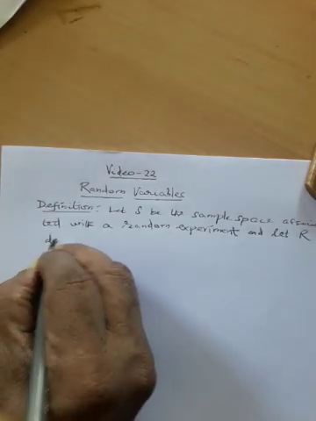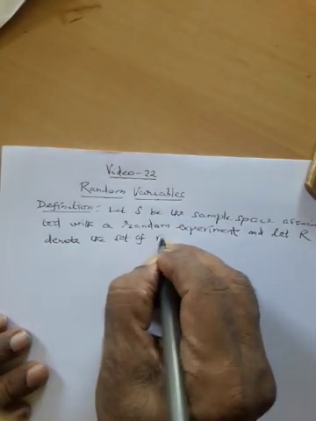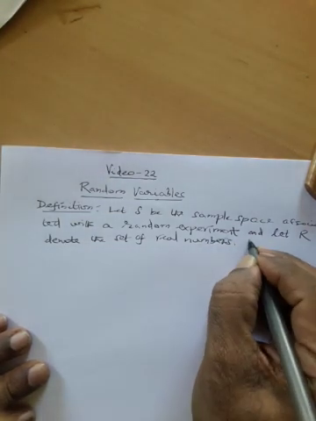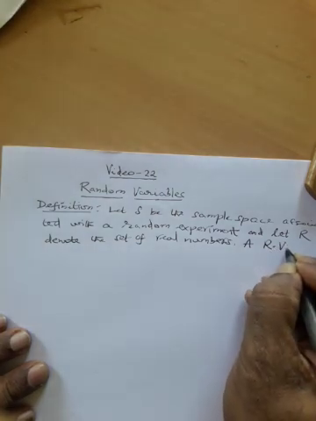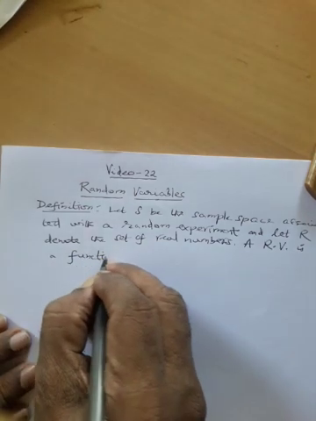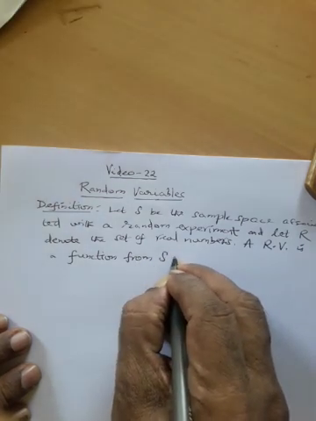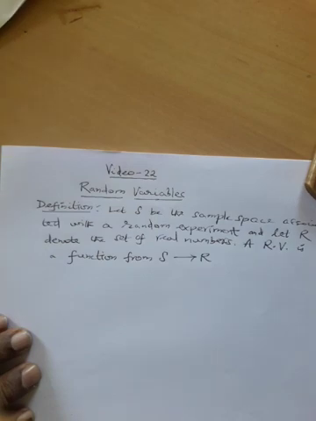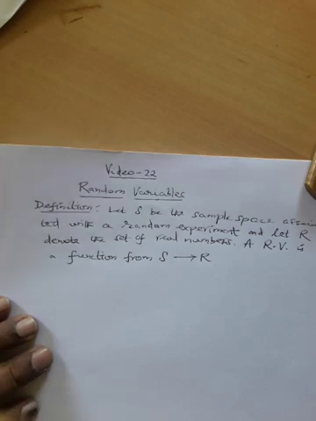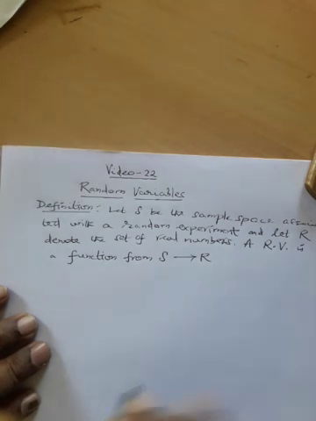capital R denote the set of real numbers. A random variable, I will write RV for random variable, is a function from S to R. So a random variable is a function from S to R, where S is the sample space associated with an experiment, and R is the set of all real numbers.